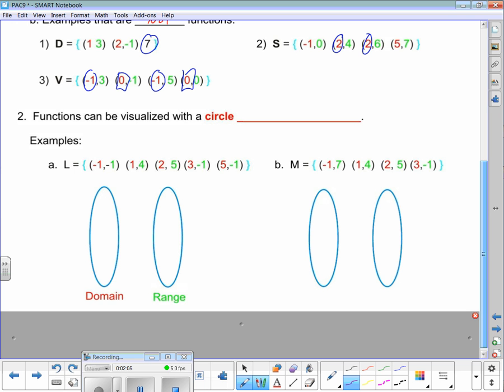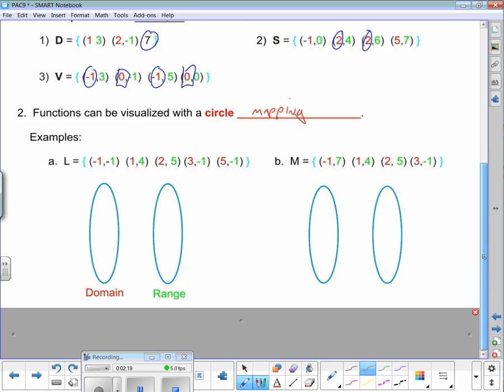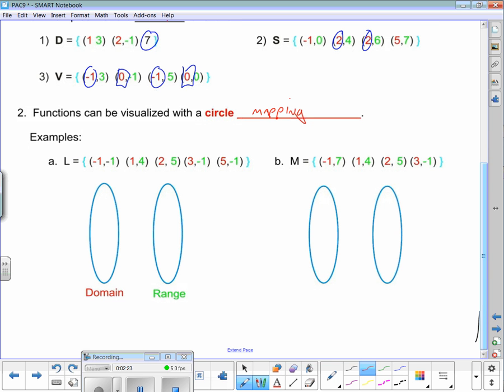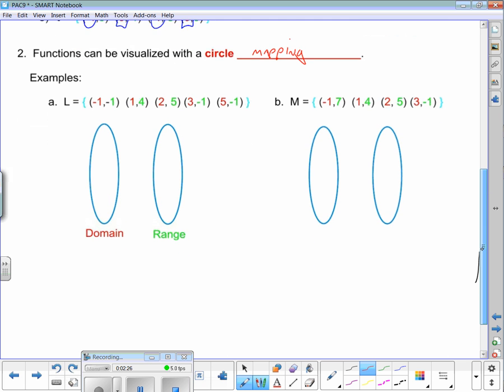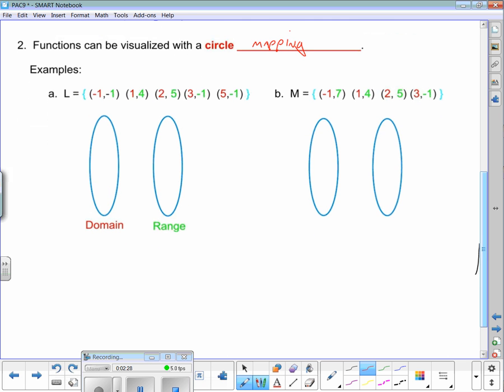All right, so number 2. Functions can be visualized with a circle mapping. A circle mapping. It's a visualization, a picture of a function. That's all we're doing here, making a picture of a function. A circle mapping. All right, it's real simple. I know they're ovals, but they call it a circle mapping. Honestly, they could be squares, rectangles, triangles. If you really want to put trapezoids, I guess you could. But normally it's just ovals.